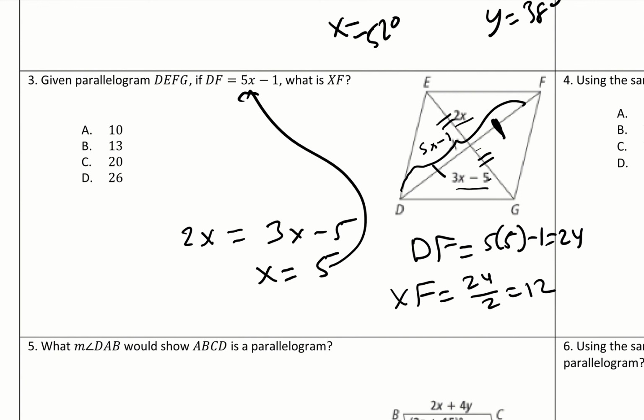And actually, this should be a typo. That should be 5x plus 1, not 5x minus 1. So this should be plus 1, and that'll turn that into a 26, and then 26 divided by 2 is 13. So the answer is 13. Sorry about that typo. It should be plus 1, not minus 1.